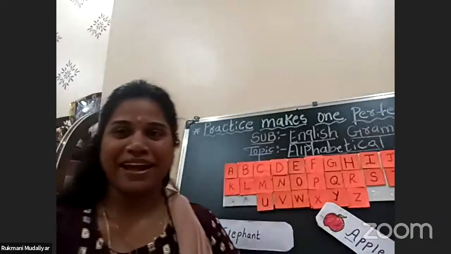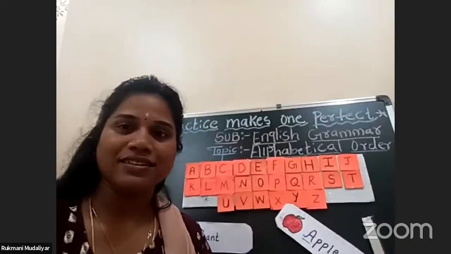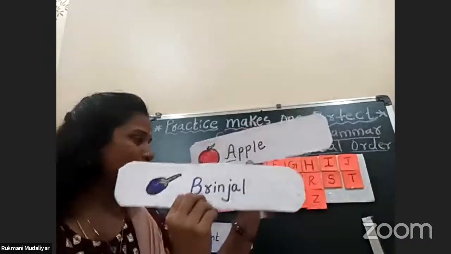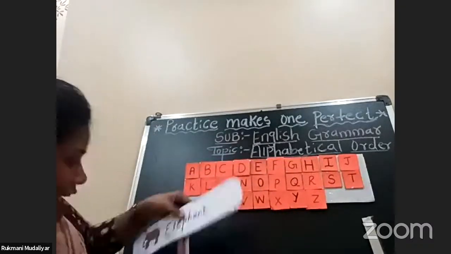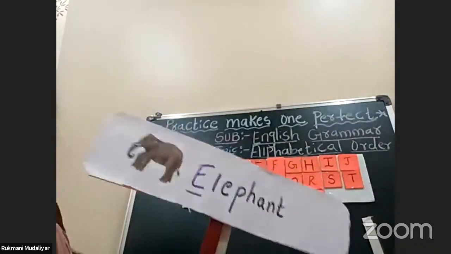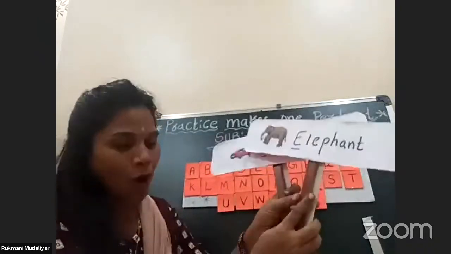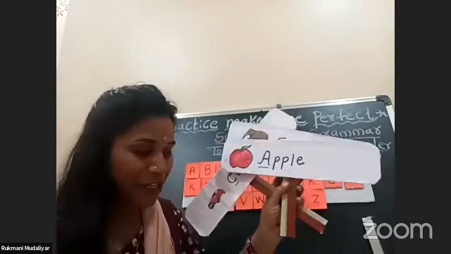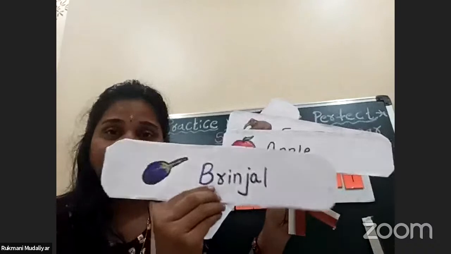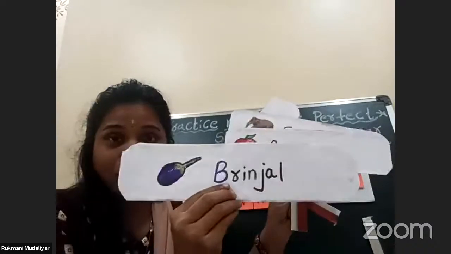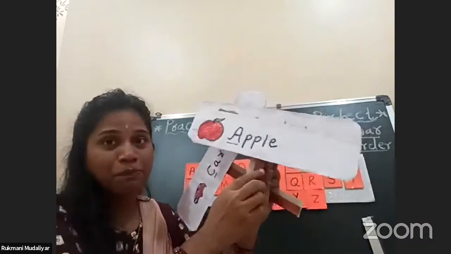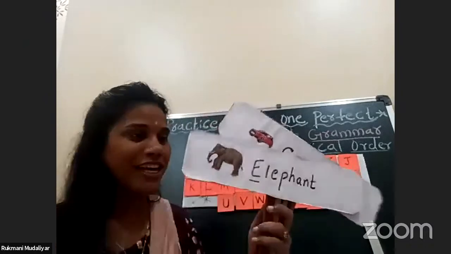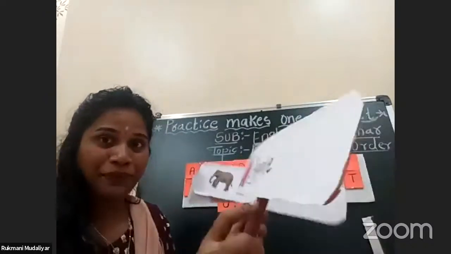Children, come back now. Yes. So, as I have told you, apple, brinjal, elephant, and we have car. So, which will come first, children, now? Now you understood how to arrange things in alphabetical order. So, which will come first? Brinjal, apple, elephant, or car? Which one will come first? Yes, first will come apple.